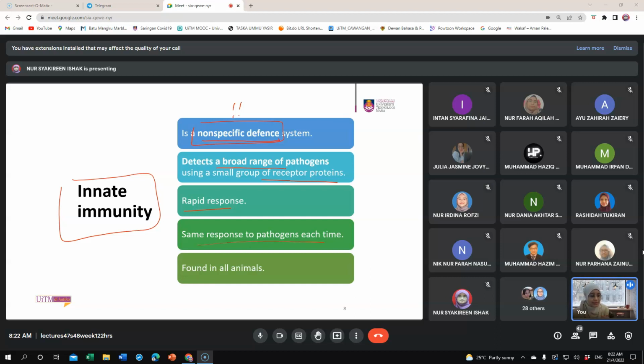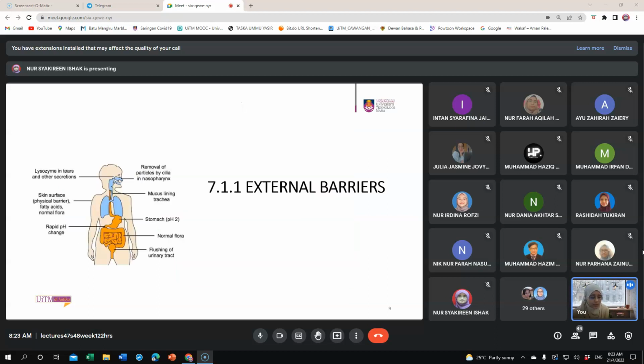The mechanism is the same, right? Your skin is there to protect your body against the entrance of pathogens. The tears that you produce wash off or provide a washing action against the entrance of pathogens, for example when dust enters your eyes. So you produce tears, that is another example. So the response is the same each time, and it is found in all animals. So this is the external barrier. Remember, this is the first line defense.